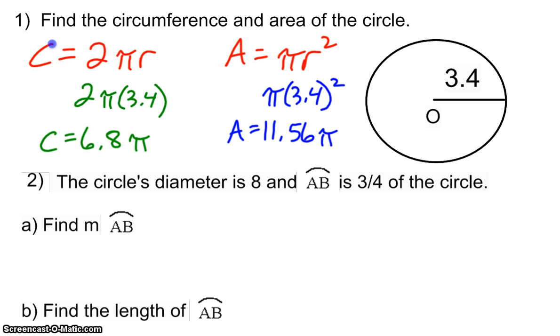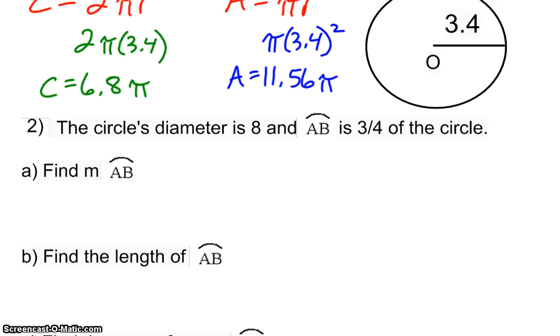Now these two answers are both in exact form. We can also multiply the pi to get a decimal form.